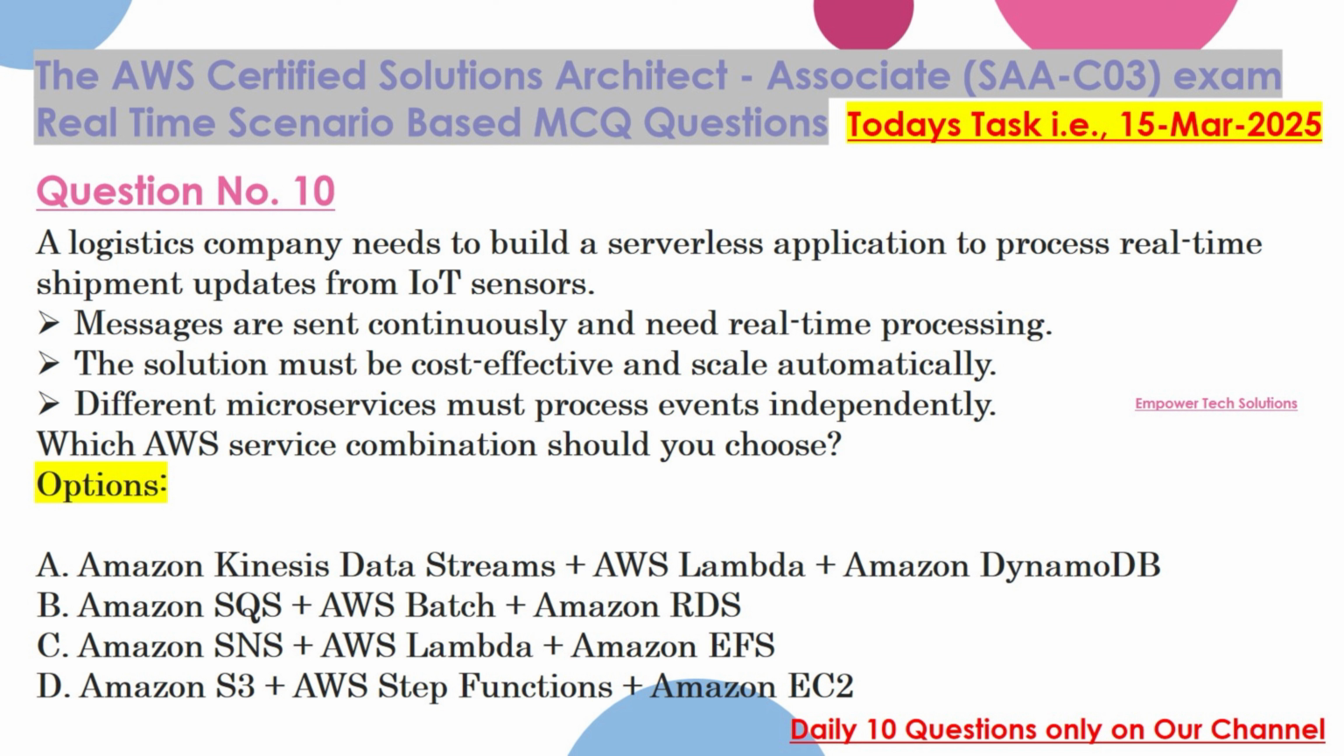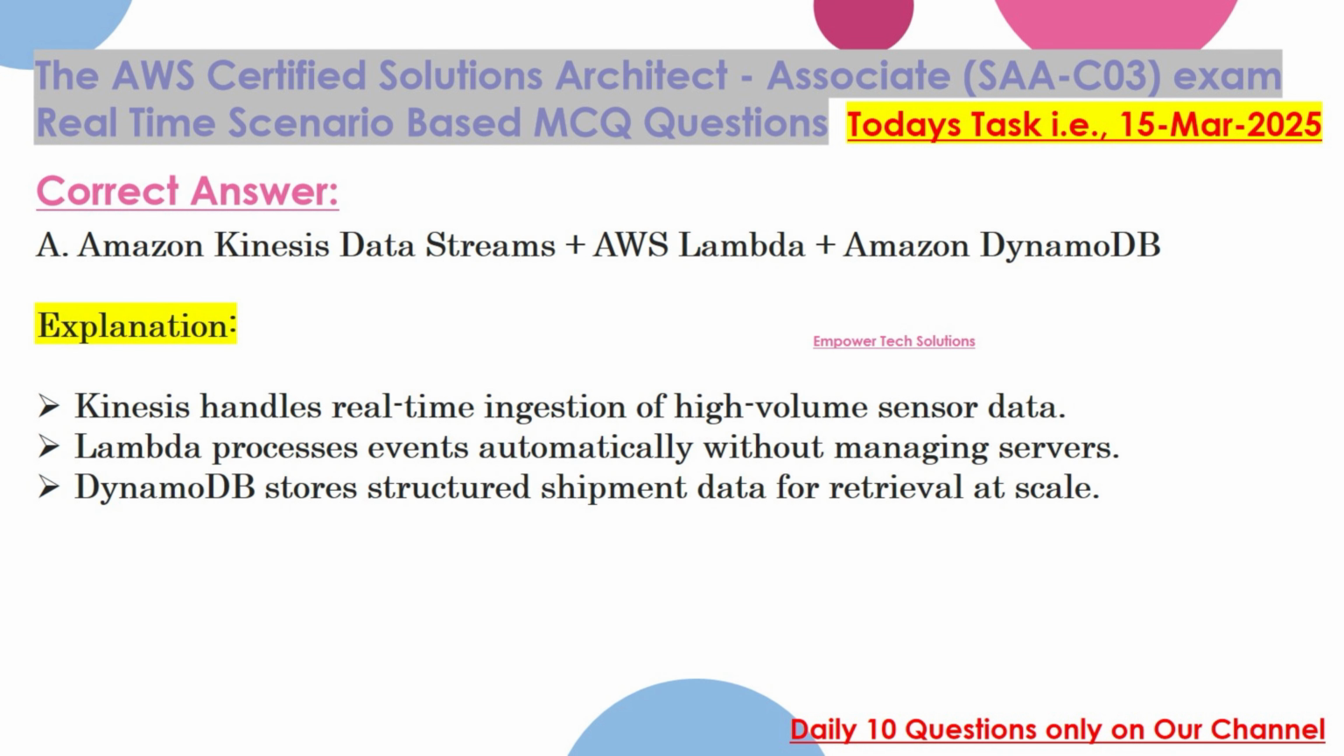Options: A. Amazon Kinesis Data Streams plus AWS Lambda plus Amazon DynamoDB. B. Amazon SQS plus AWS Batch plus Amazon RDS. C. Amazon SNS plus AWS Lambda plus Amazon EFS. D. Amazon S3 plus AWS Step Functions plus Amazon EC2. Correct answer: A. Amazon Kinesis Data Streams plus AWS Lambda plus Amazon DynamoDB.